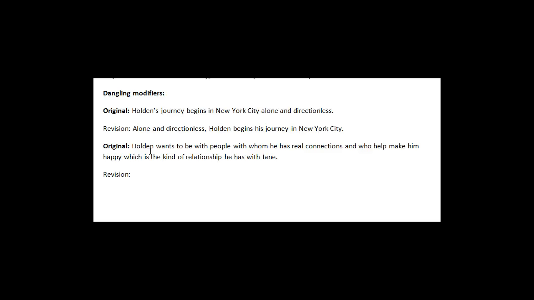It gets a little more complicated as sentences become more complicated and there's more information in them. So if we look at the second example, we may have to do slightly more radical surgery. But first we'll read the original. Holden wants to be with people with whom he has real connections and who help make him happy, which is the kind of relationship he has with Jane. Well, immediately I sense that there's something wrong in this area of the sentence because which is the kind of relationship he has with Jane, the modifier that we're looking at here, definitely seems to be dangling.